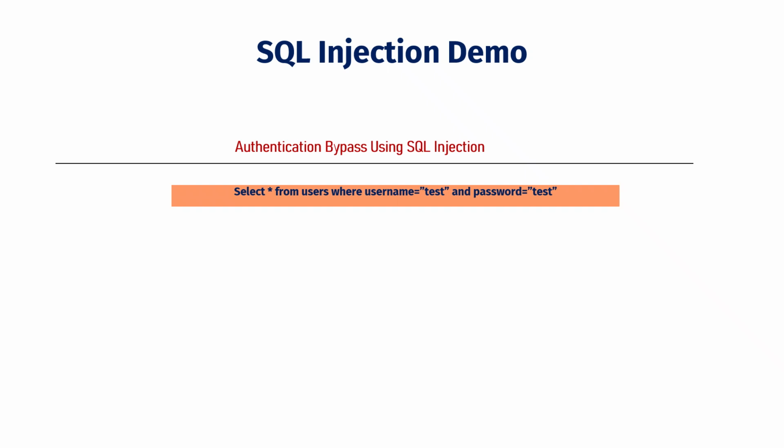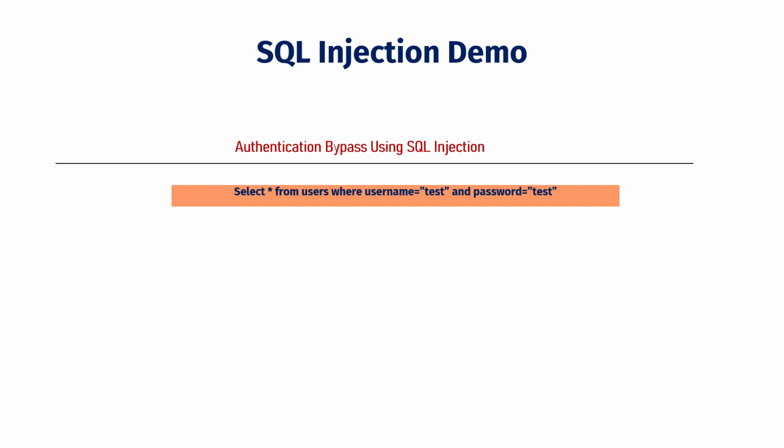Select star, which in SQL means to bring all the records from the underlying database table. There are ways to identify table names, column names, etc. via SQL injection, but let's not get carried away with the advanced concepts for now and go with our authentication bypass.